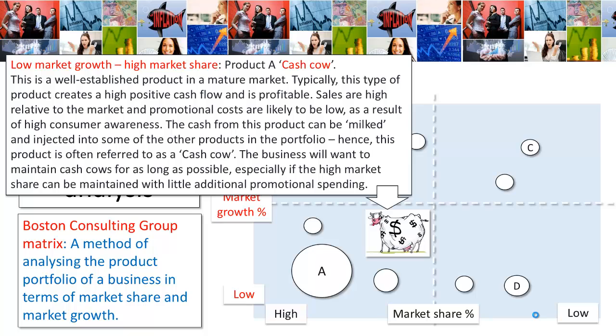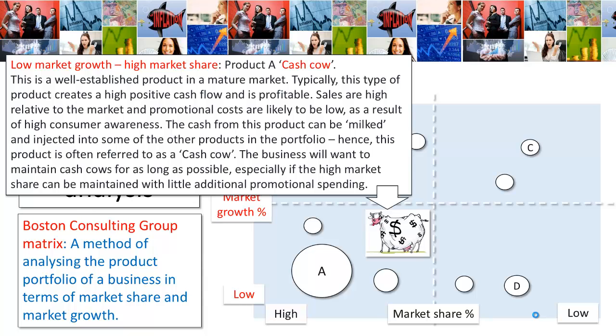We have the cash cow in the bottom left hand corner. This is low market growth and high market share. So for example, product A here, a company would be describing as their cash cow. So it's a well-established product in a mature market. This type of product creates a high positive cash flow and is typically very profitable. Sales are high relative to the market. Promotional costs are likely to be relatively low as a result of high consumer awareness.